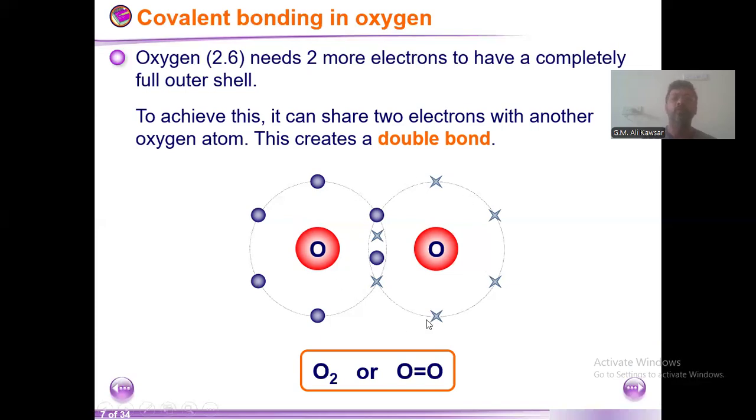I hope you understood. Don't forget that only outermost shell electrons, or valence electrons, are shown here. Innermost shell electrons are not shown in the dot and cross diagram. Actually, the total configuration of oxygen will be 2, 6. So whenever 2 electrons are shared, it will be 2, 8. So both of the oxygen atoms will get the configuration of neon, which is a stable configuration. I hope you understood. I'm changing the slide now.